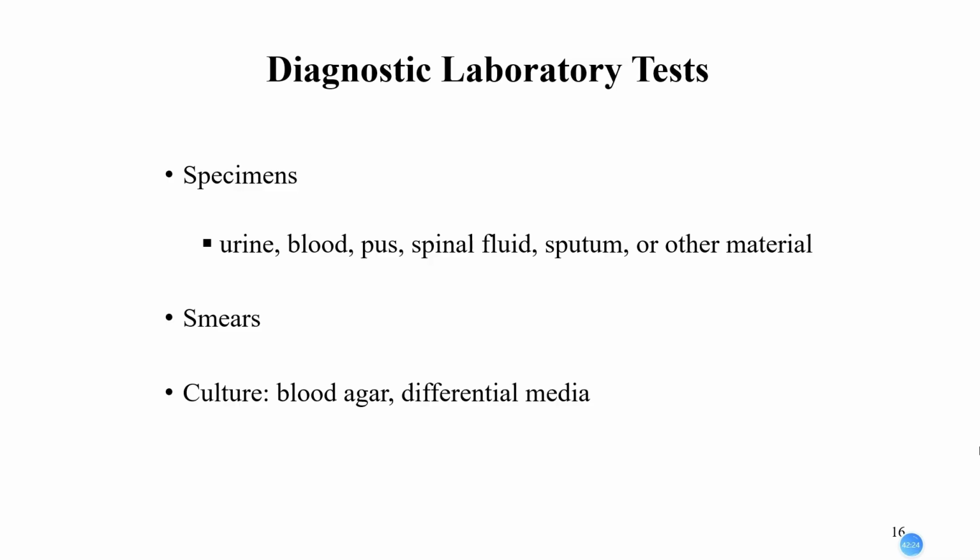Okay, laboratory test. And we know that E. coli infection can be in different parts. So there are a lot of specimens we can consider, like urine, blood, pus, spinal fluids, sputum, and other material. Based on your patient's symptoms, you can check the smear, staining, and have a quick check. To culture E. coli, we can use different plates, such as blood agar or other differential medium.